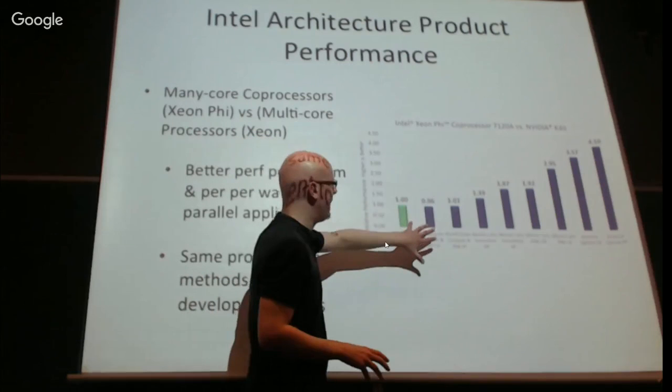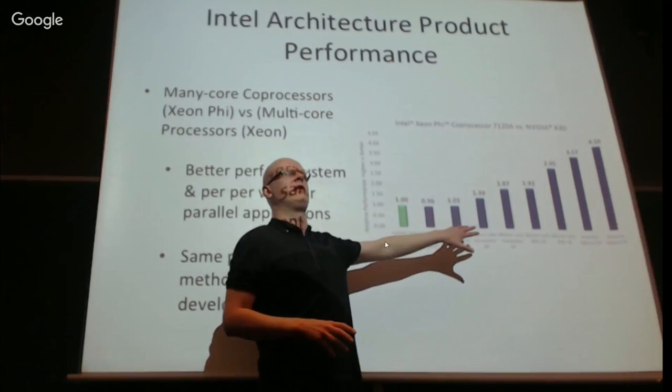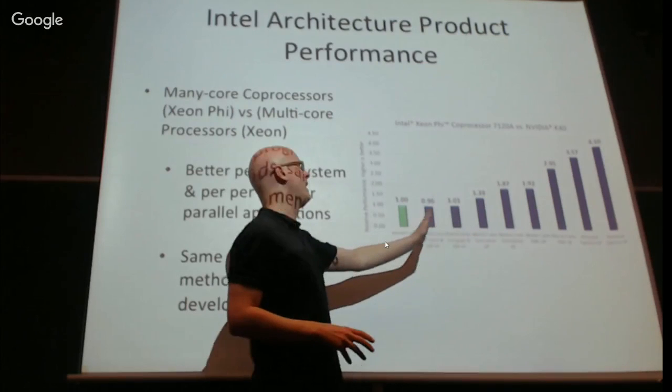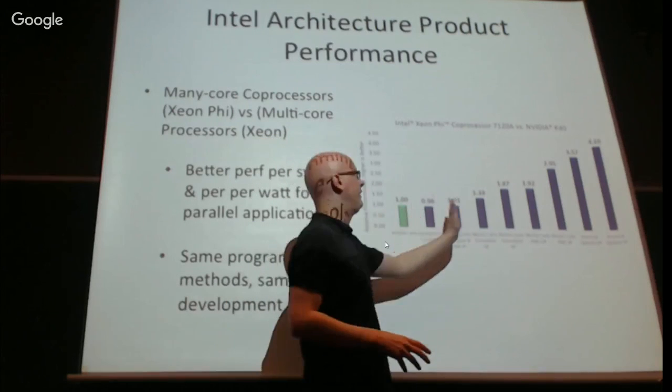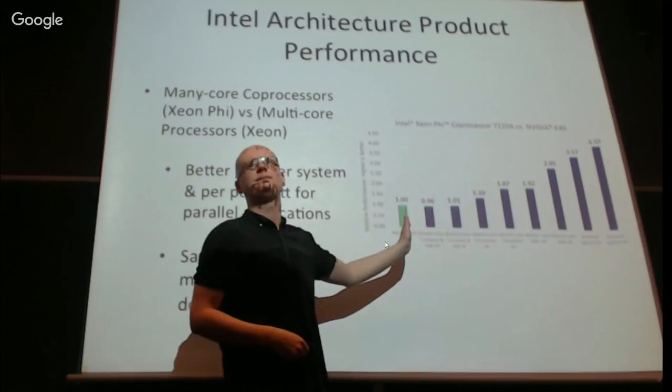So you can see that these are Monte Carlo Black-Scholes simulations that are of interest in the finance community. You see that Xeon Phi can deliver better performance than GPUs.